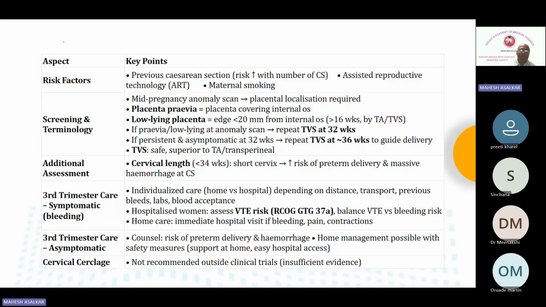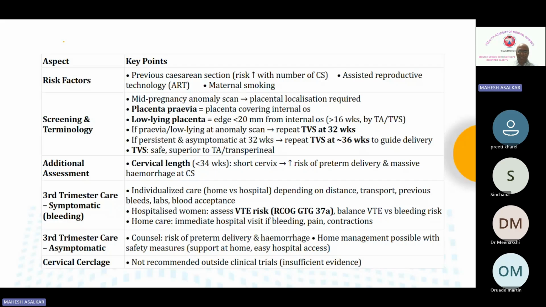If previa or low-lying is seen at the anomaly scan, then we will repeat the TVS at 32 weeks. If it is persistent and asymptomatic at 32 weeks, then we will repeat TVS at 36 weeks to guide the delivery, and TVS is safe and superior to the transabdominal and transperineal scan. So if these options are given, TVS will be the answer.